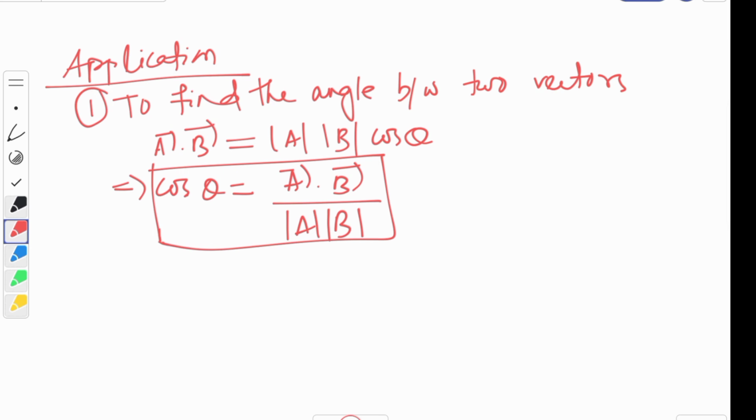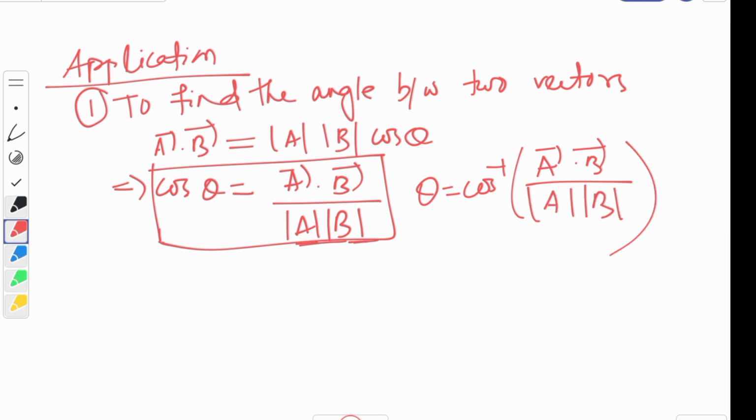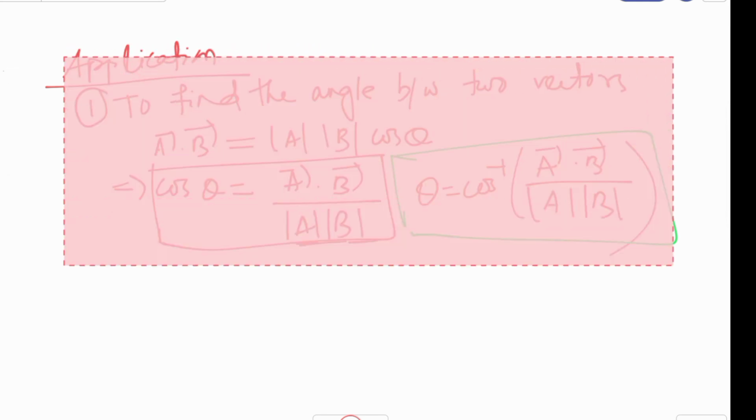These are values only. You can see these are values. Or simply you can write theta is equal to cos inverse of A dot B divided by the magnitude of vector A times the magnitude of vector B. This thing also you can write. Clear, children? So this is the first application.